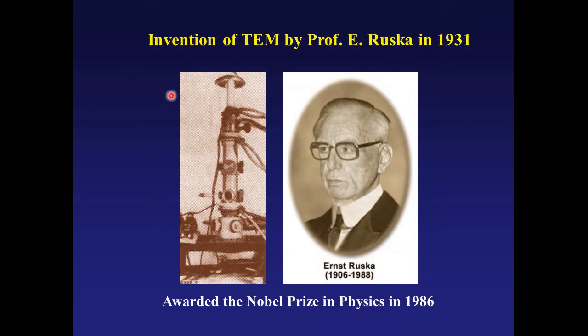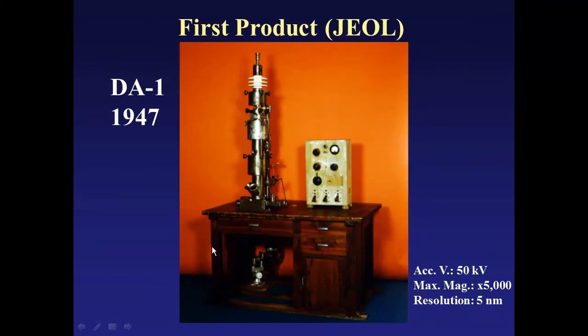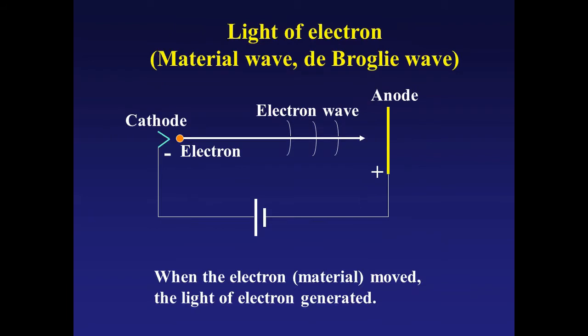This was a prototype of a transmission microscope he developed. And also in JEOL, a transmission microscope company, the first product, DA1, was developed in 1947, long ago. JEOL has developed transmission microscope technologies consistently over 70 years until today. Okay. So now this is just the principle of the transmission microscope.